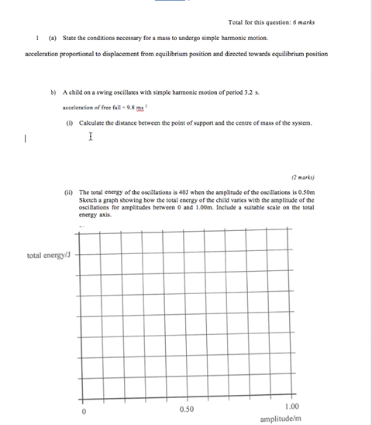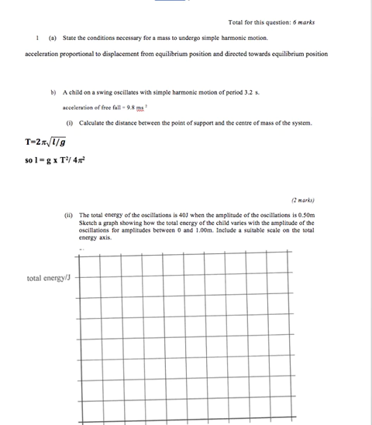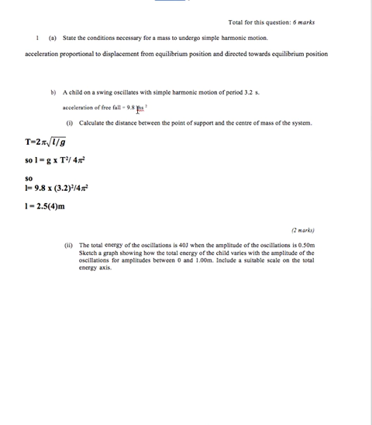So we start off with our simple pendulum, T equals 2 pi root L over g. We rearrange to make L the subject as we have done before. We stick in our numbers, and we end up with an answer of 2.54. Of course, we've got 2 sig figs here and 2 sig figs here, so it should be 2.5 meters here.